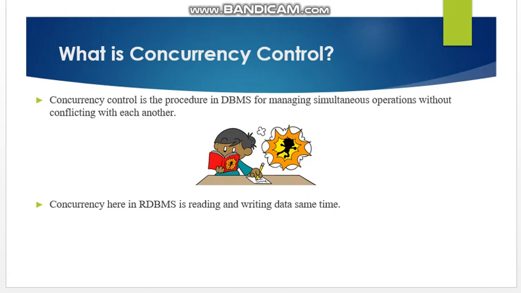As we know, a transaction can have four types of operations: read, write, commit, and rollback. Most of the time, the transaction will contain reading and writing operations. But if reading and writing happen at the same time, there may be a situation where concurrency control has to be done.